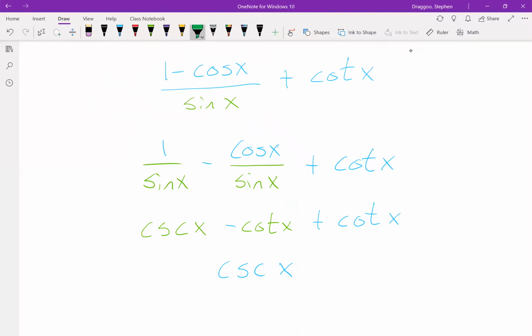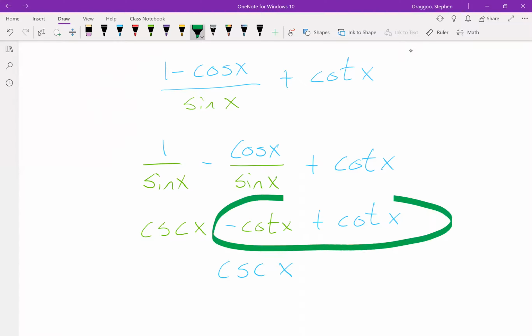Into the next step, I'm going to take some reciprocal identities. I know that 1 over sine is equal to cosecant, cosine over sine is equal to cotangent, and then I have a negative cotangent and a positive cotangent, so those two pieces add to 0, leaving me with just cosecant of x.